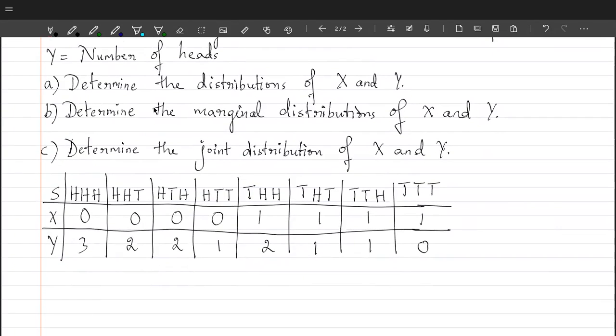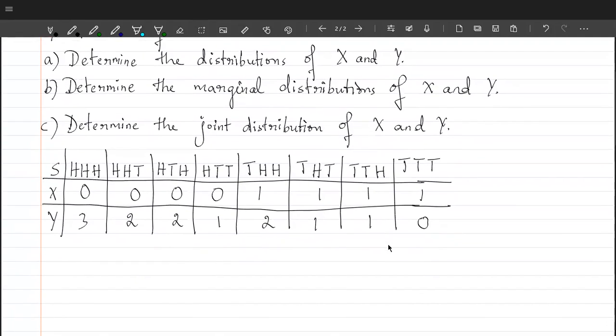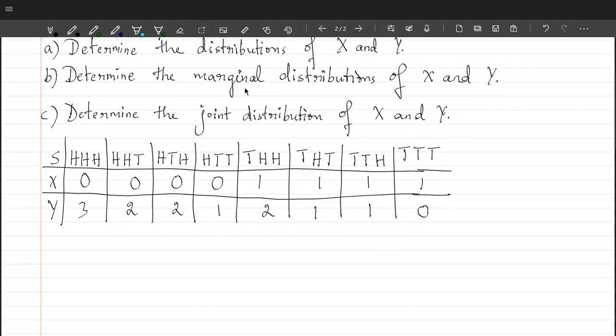So now the first one, or question number A, is done, that is, determine the distributions of x and y. So x takes the values 0 and 1 for this given sample space, and y takes the values from 0 to 3. That is, y takes the values 0, 1, 2, 3. Now, since we know how the values of x and y are distributed, we can go for question number B, that is, we can find the marginal distribution of x and y. So the marginal distribution of x, let's calculate that first.